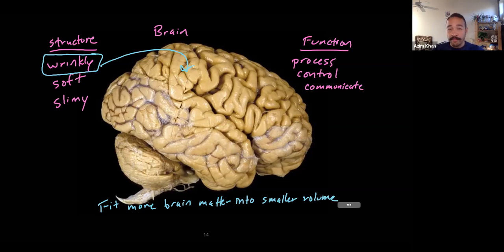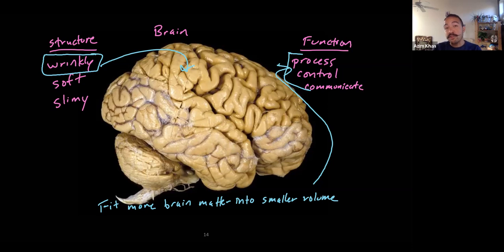Maybe you've heard the term increasing surface area relative to volume. We're increasing the surface area to volume ratio. All that is saying is that we're fitting more stuff efficiently in a smaller space. If we want our brain to be able to process and control and do a lot, we want to be efficient about it.